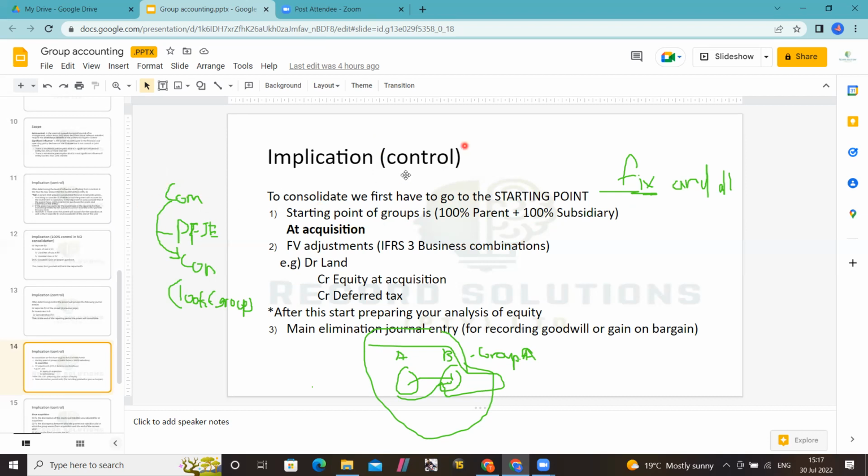But this process, in most cases, you won't even see it in a test, right? You have to just know that it is there, right? So the starting point of groups is that we add 100% of the liabilities, assets, and equity of the subsidiary. Why? Because we are saying we and the subsidiary are the same entity. That's why we are adding everything together. That's where we start, right?